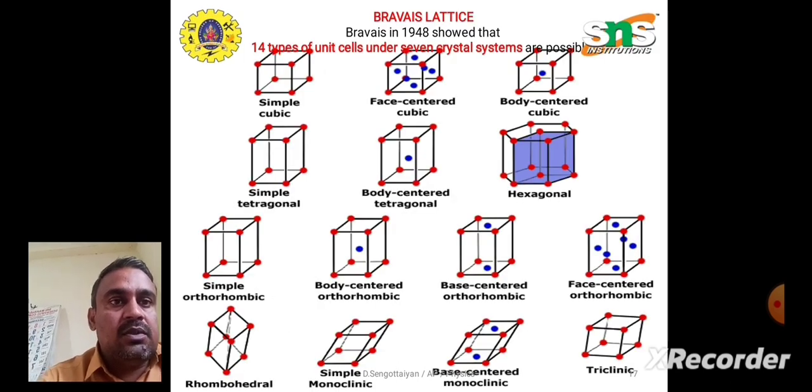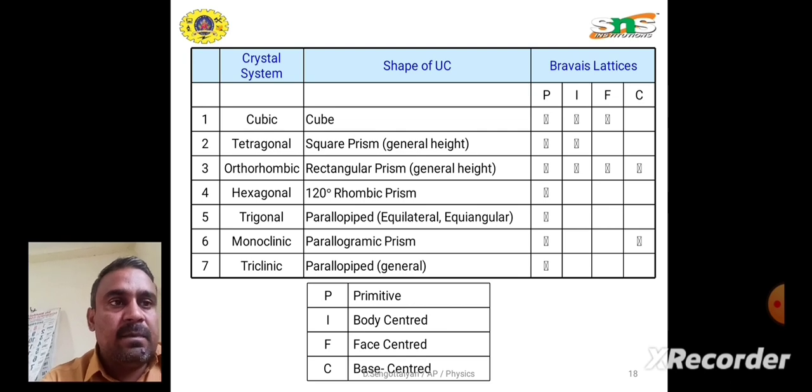So the diagram shows the 14 different types of crystal lattices. For example, cubic: simple, face centered and body centered, and tetragonal: simple and body centered. In hexagonal only the simple type is available. Then orthorhombic, monoclinic, and finally triclinic. These are the Bravais lattices of the 7 different types of systems. So P equal to primitive, that is atoms only at the corner points, then body centered, and face centered.